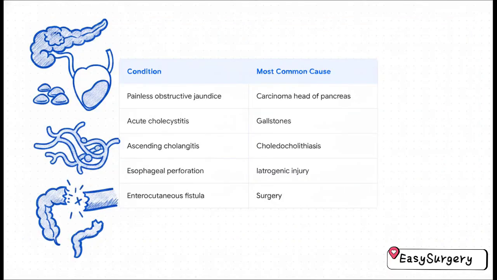Let's keep that rapid-fire pacing going for hepatobiliary and surgical GI issues. Painless obstructive jaundice, immediately think carcinoma of the head of the pancreas. Acute cholecystitis, gallstones again. Ascending cholangitis, choledocholithiasis. Now, I really want to highlight something crucial for these next two. Often, our own medical interventions are the cause. The most common cause of an esophageal perforation, iatrogenic injury. And the most common cause of an enterocutaneous fistula, surgery itself.